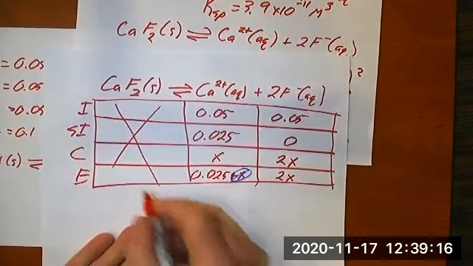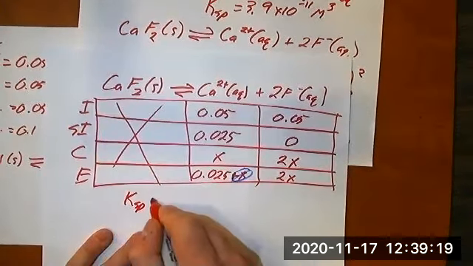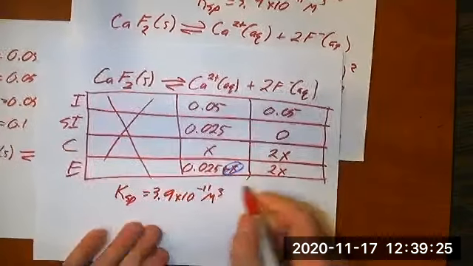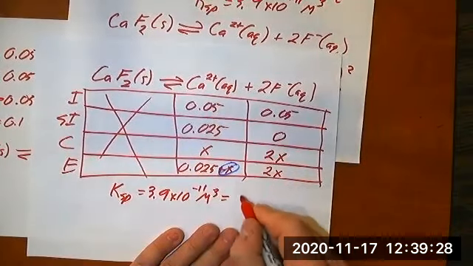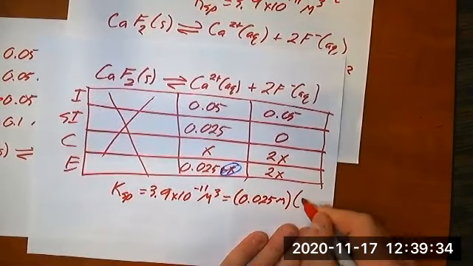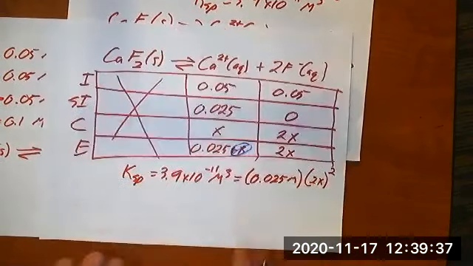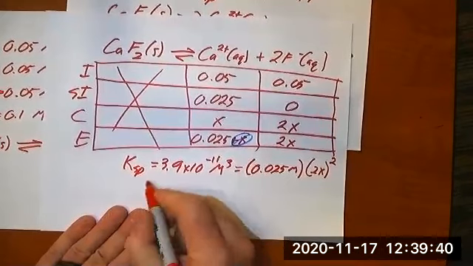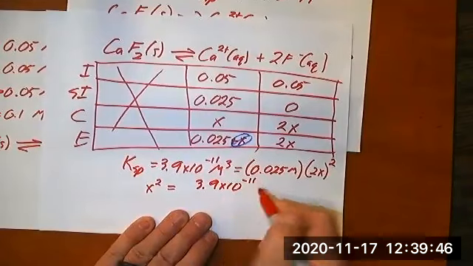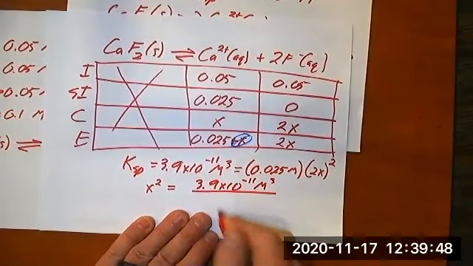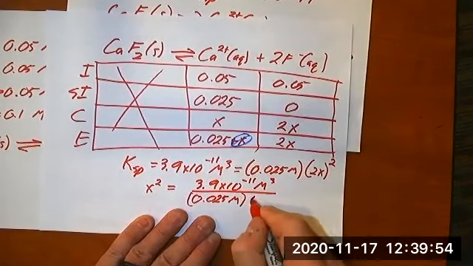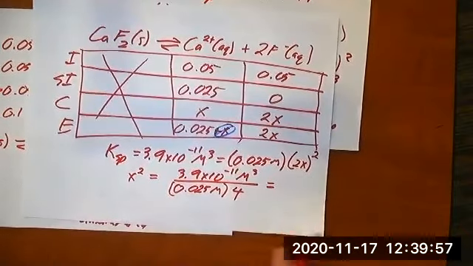We now take our KSP expression, 3.9 times 10 to the negative 11th molar cubed, which equals our calcium ion concentration, 0.025 molar, times 2x squared. X squared is going to be 3.9 times 10 to the negative 11th molar cubed over 0.025 molar. 2 squared is 4. So we can find out what that is.